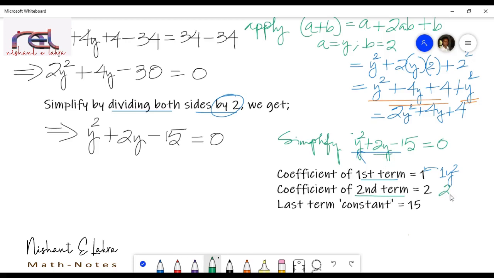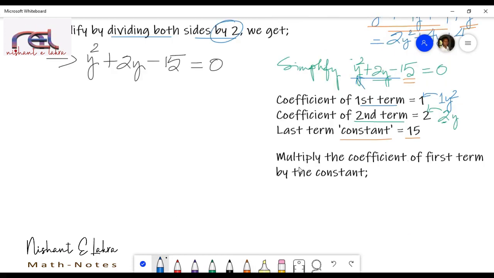The second term is 2y, so the numeric value of 2y is 2, which becomes the coefficient of the second term, and the last term is a constant. There is no variable over there, so the last term is 15. I hope you have understood this. Now you have understood the three terms mentioned there.